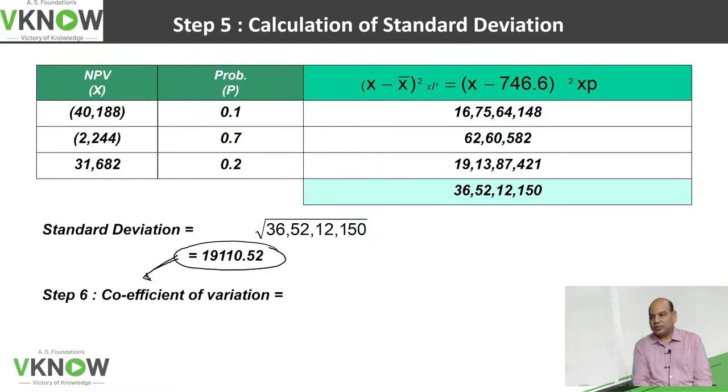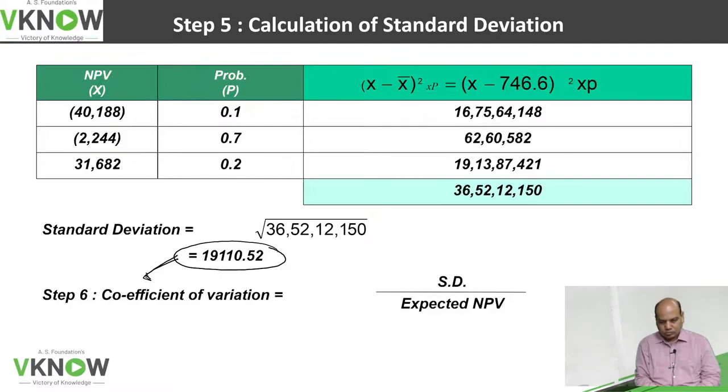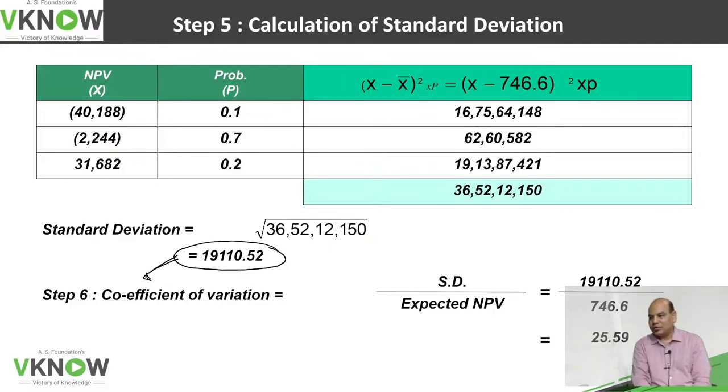Now write down coefficient of variation. Coefficient of variation is equal to standard deviation upon expected NPV. Write down 19110.52 divided by 746.6. So the answer is 25.59.